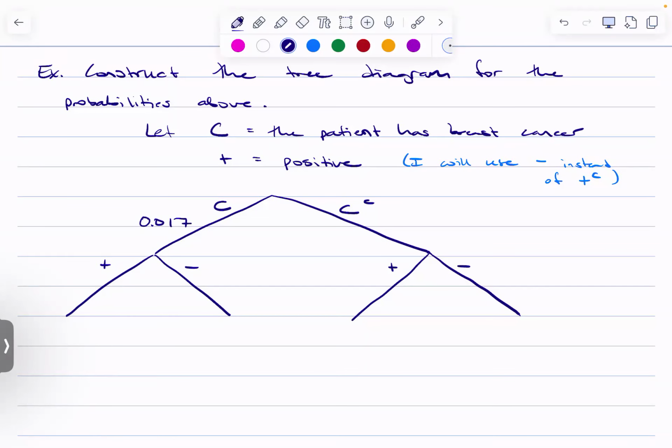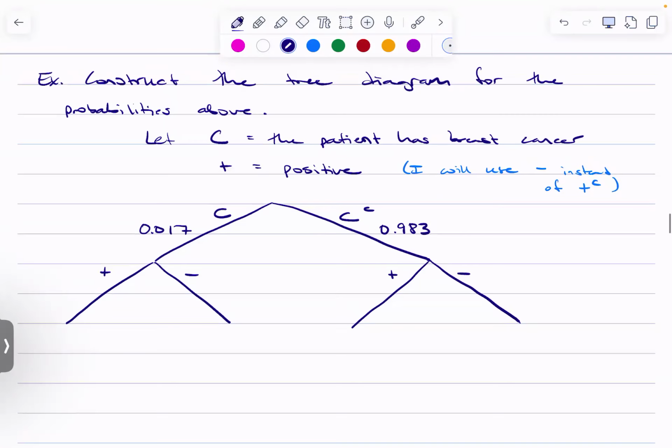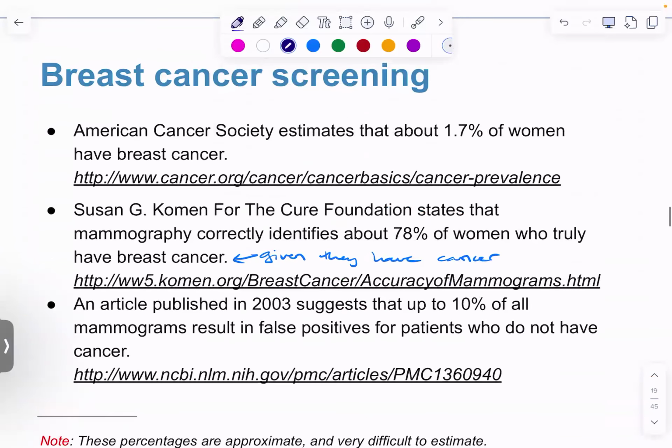Which means the probability of not having breast cancer must be 0.983. So very high, right? Not one, but high. Let me clean that up. Okay. We've dealt with this one. Now on to the next one.